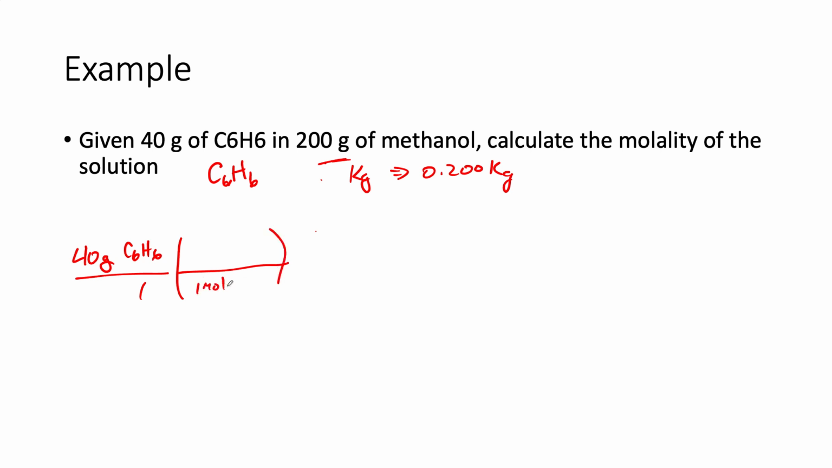1 mole of C6H6. Well, we got 6 times 12.01. That's the atomic weight of carbon. And then 6 times 1.01. That's the atomic weight of hydrogen. That's 6.06. And we're going to add that. 72.06. And that's going to be 78.12. So 78.12 grams of C6H6.